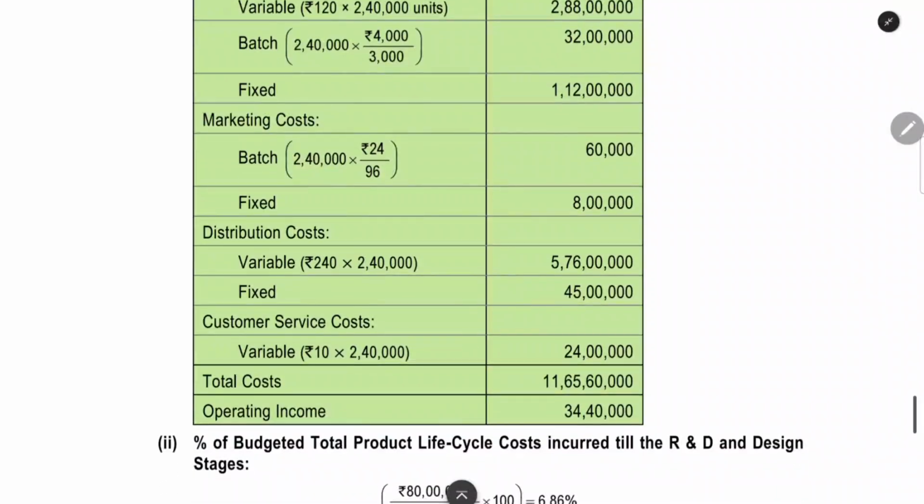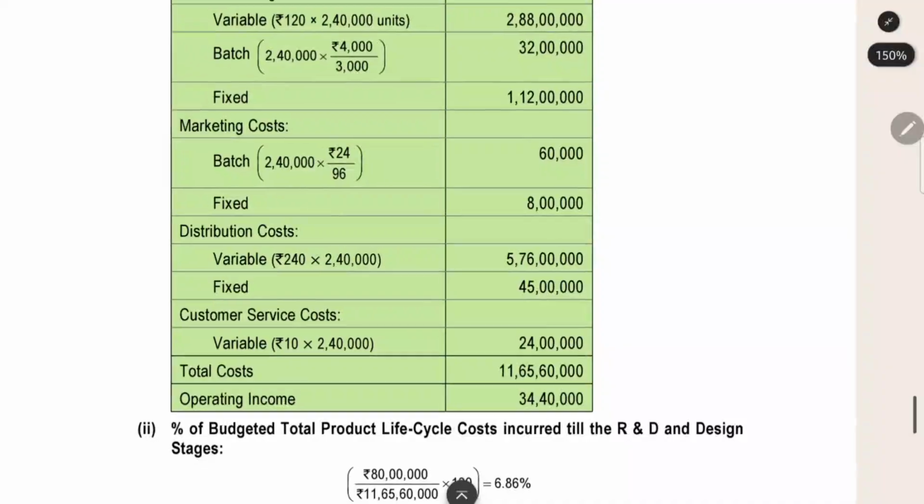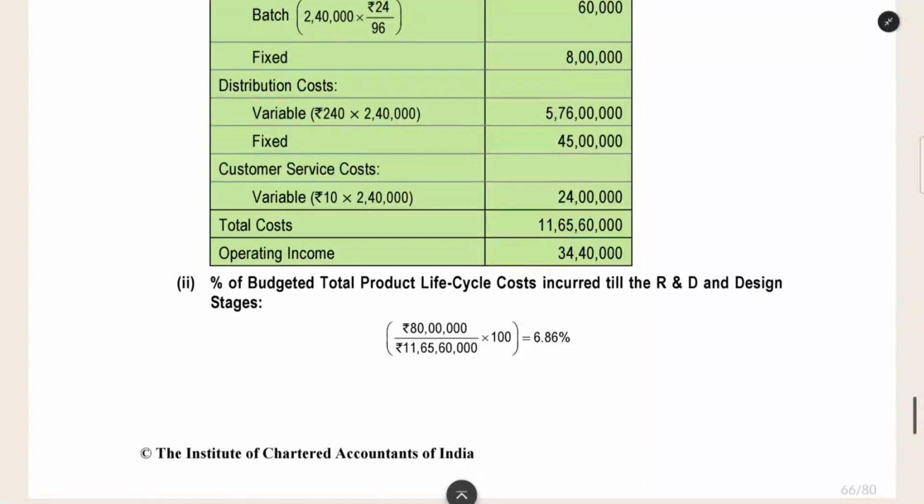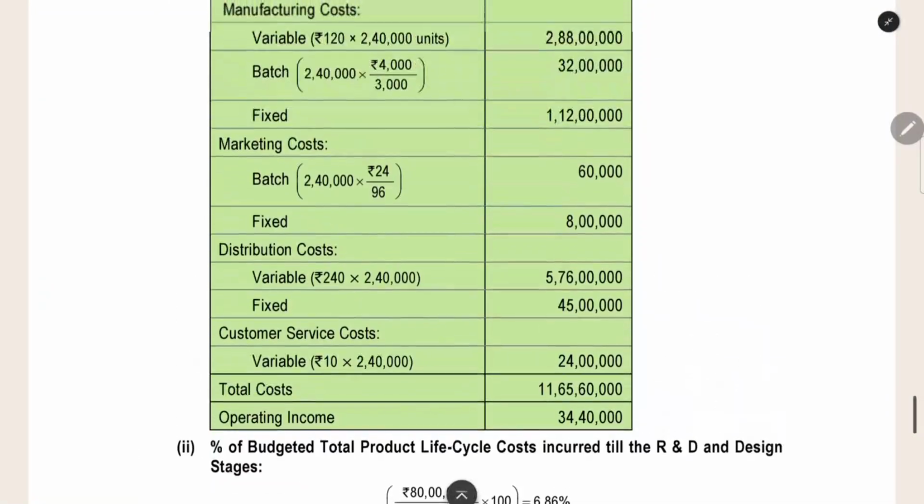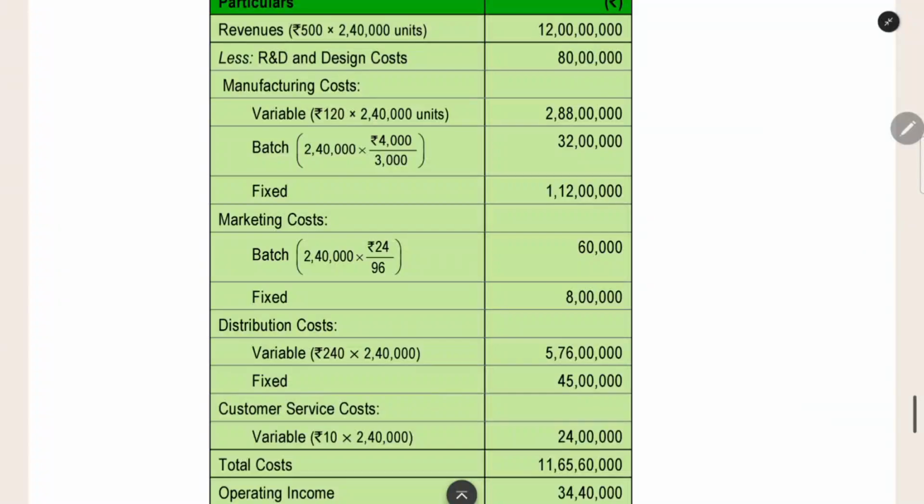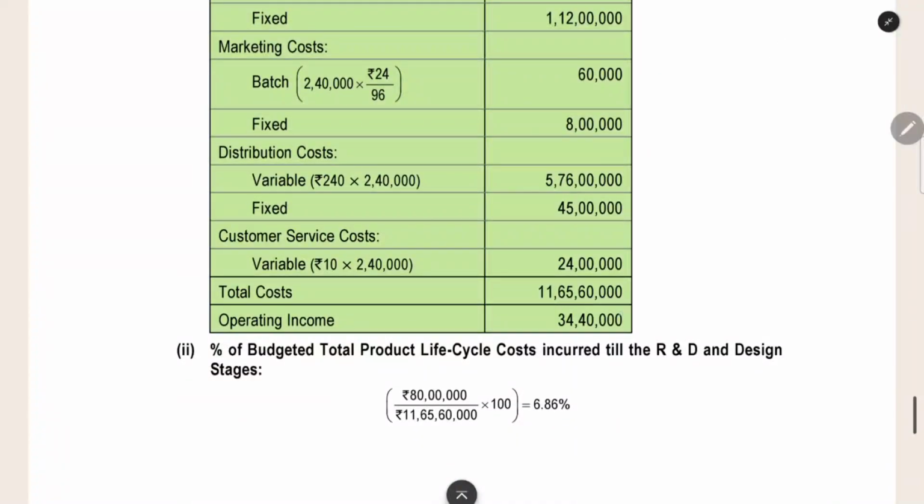Now, marketing cost also. They have given the cost per batch 24 rupees. The number of watches per batch is 96. We have to divide it in the same manner and you can calculate the 60,000. Fixed they have already given the amount itself. Distribution also, per watch you can calculate the amount by multiplying. Fixed they have given. Customer service cost: variable cost they have given, it is per watch. Now, this is the total cost. If you total all these costs, you will get 11 crore 65 lakh rupees 60,000. Now, operating income. When you reduce the total cost from total sales, you will get 34 lakh 40,000. This will be the total operating income over the lifetime of the product.